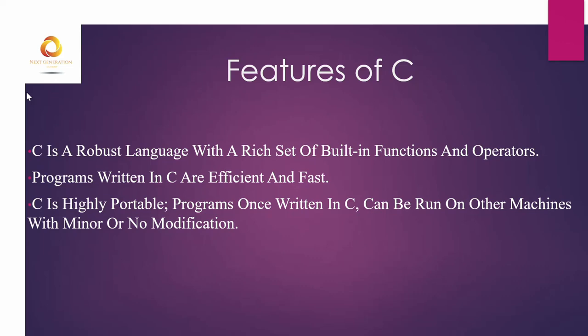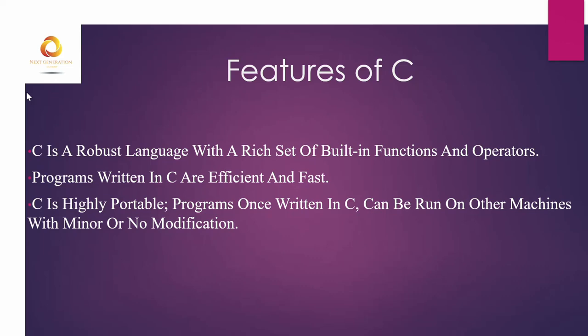The second thing is that programs written in C are efficient and fast. Why are the programs efficient and fast? Because C uses a compiler, and compilers are very fast. Why? Because they compile the whole code at once. There is a compiler and an interpreter, and these are two different things. Interpreted programs are slower than compiled programs.